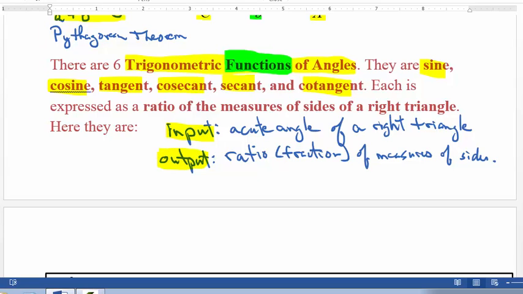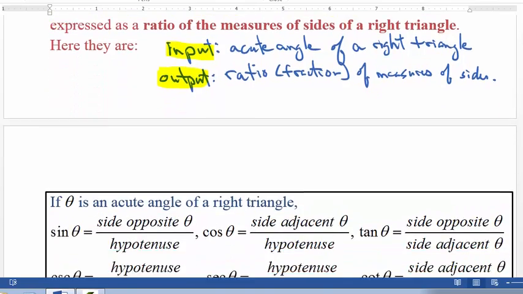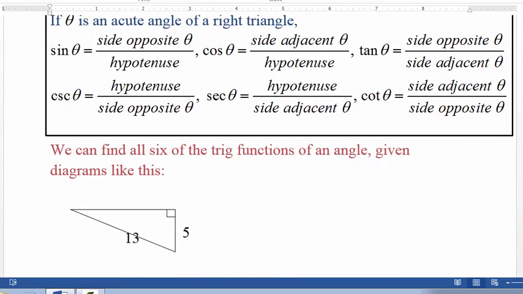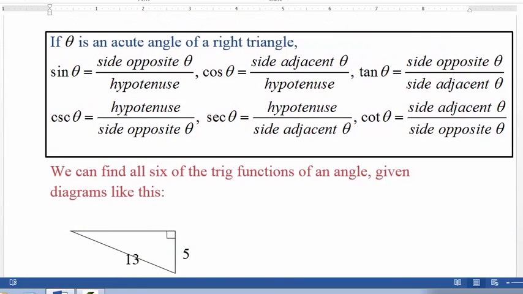So again, it's important to remember that these things are functions where the input is an angle and the output is actually a ratio, which we're pretty much going to express as a fraction normally. Okay, and of course, here are the definitions of the 6 trig functions of an angle.